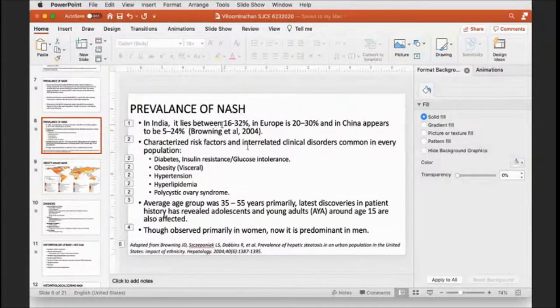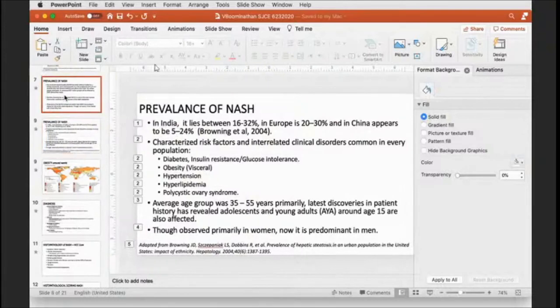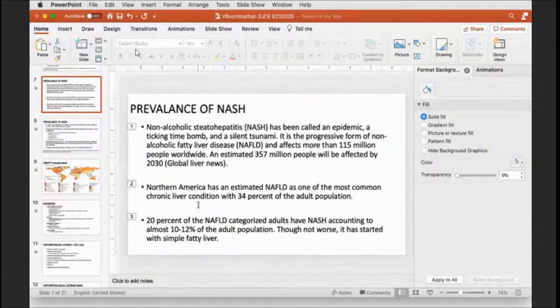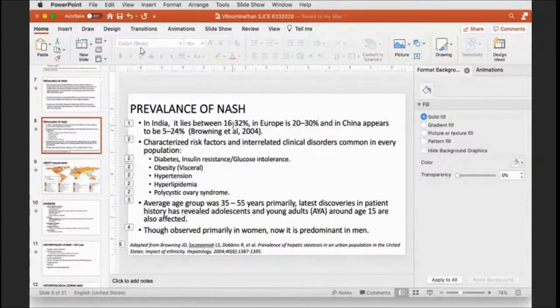India, it lies at 16 to 32%. Europe has moved to 20 to 30%. And China appears to be 5 to 24%. It's a big range, but going for the upper index of most countries, everywhere it's more than 25% to 30% though. Whereas in the case of Northern America, we pretty much see 34%, which is almost mimicking the whole thing around globally. 34% in North America, and 32% highest incidence in India, 30% highest incidence in Europe, and 24% highest in China though.